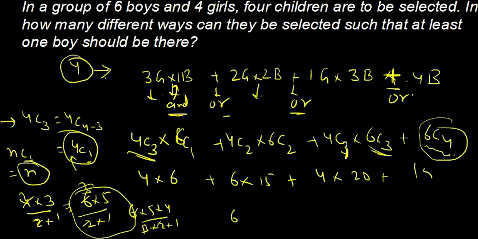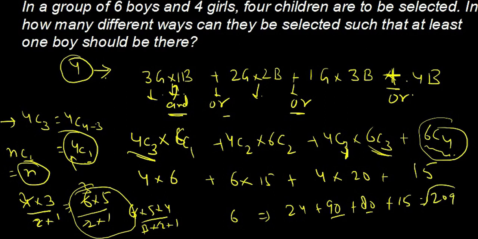Okay, so let's sum up. 4 6s are 24, 15 6s are 90. This is 80 plus 15. So 90 plus 80 is 170. 24 plus 15 is 39. So 170 plus 39 is what? 209. So how many cases will there be? It will be 209. Okay, let's come to the next problem.